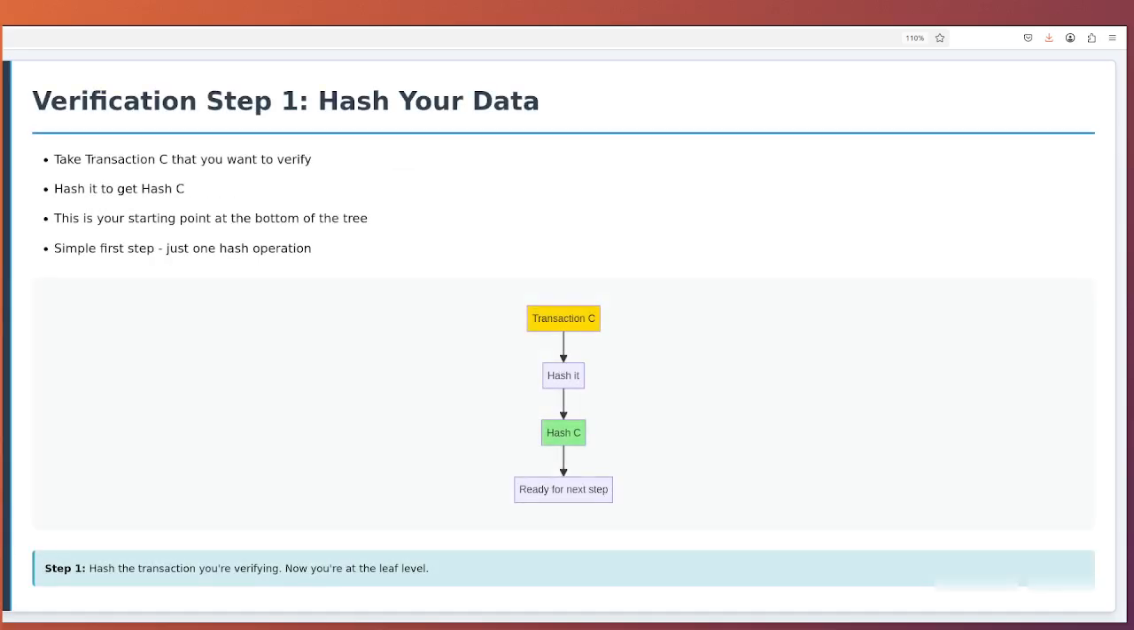Step 1. Hash the data. Let's walk through the verification process step by step. We'll verify transaction C from our example. The first step is simple. Hash the transaction you are trying to verify. We take transaction C and hash it to get hash C. This is our starting point. We now have the hash that represents our transaction at the leaf level of the tree. Think of this as finding your starting position. You begin at the bottom of the tree with your transaction's hash. From there, you need to climb up to the root, using the helper hashes provided in the proof.